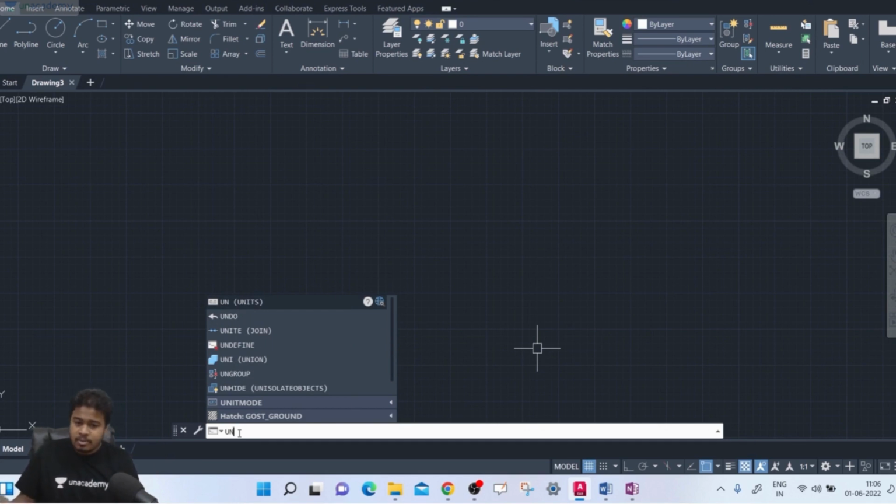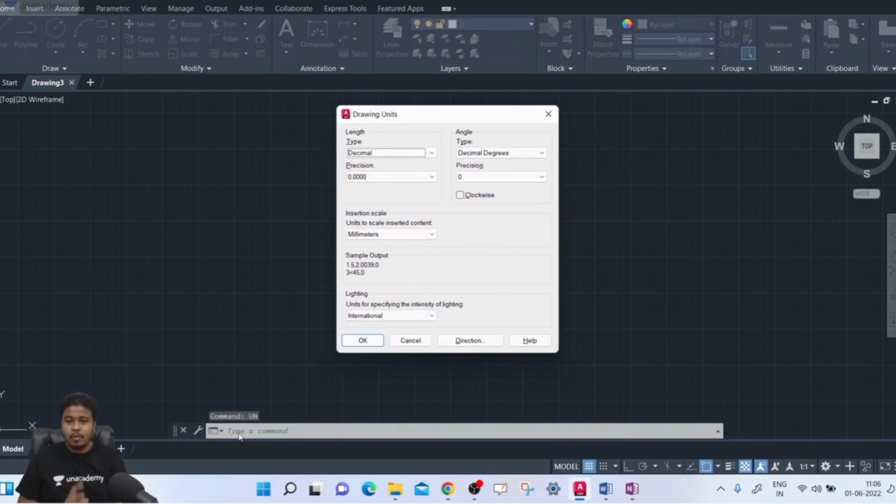This is the first command which you always have to give to AutoCAD, which means we are setting the unit first. Obviously, this command will not get activated by itself. For activating the command, you always have to press Enter. So I'm pressing Enter. Once you press Enter, the Drawing Units dialog box will open. Here you can see different options.